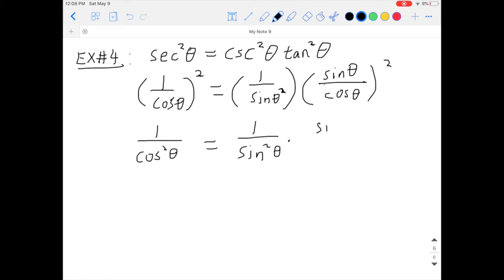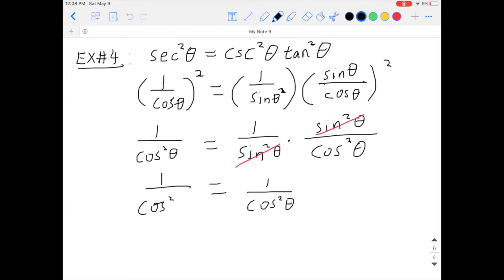And multiply sine squared theta over cosine squared theta. Now you have two things. If this fraction multiplies sine theta squared, the sine squared terms cancel out. We only have 1 over cosine squared. This is equal to 1 over cosine squared. So we just proved it. If you want, you can always convert back. 1 over cosine squared is secant squared. So as we saw, secant squared equals secant squared.